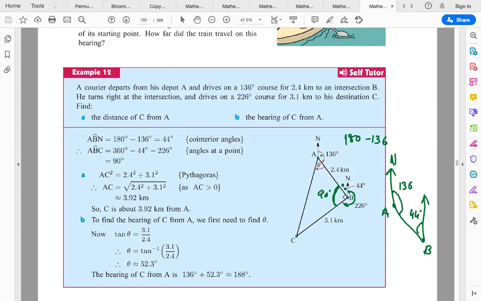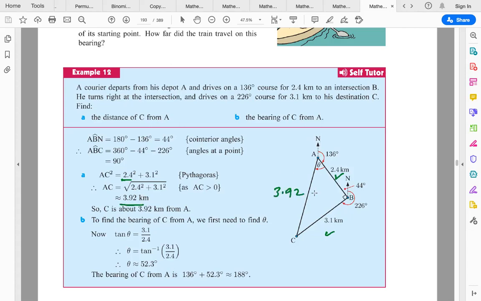Once you do this, you can apply Pythagoras straight away to get the distance. Sometimes, if this is not 90, you could apply the cosine rule, because you know this side and this side. But here it is a right angle, so you can just apply Pythagoras. AC squared is 2.4 squared plus 3.1 squared, and you just root it. So that distance is 3.92.